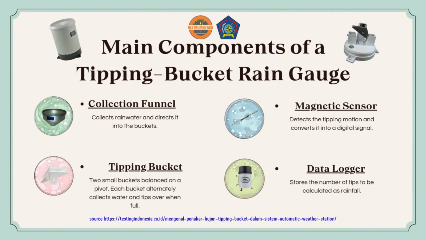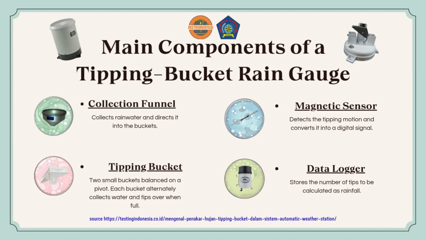The next topic we'll cover is the main components of a tipping bucket rain gauge. The main components of a tipping bucket rain gauge consist of 4 parts. First, the collection funnel gathers rainwater and directs it into the buckets. Second, the tipping bucket itself comprises 2 small buckets balanced on a pivot.